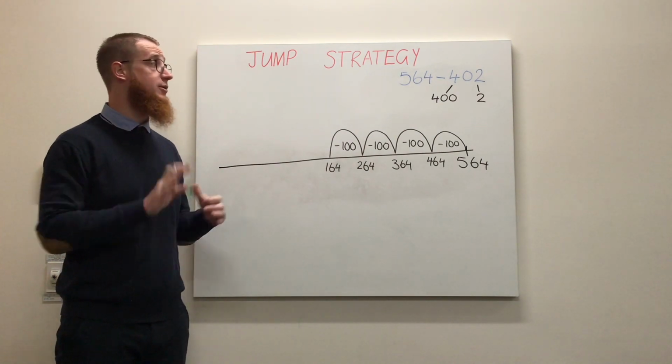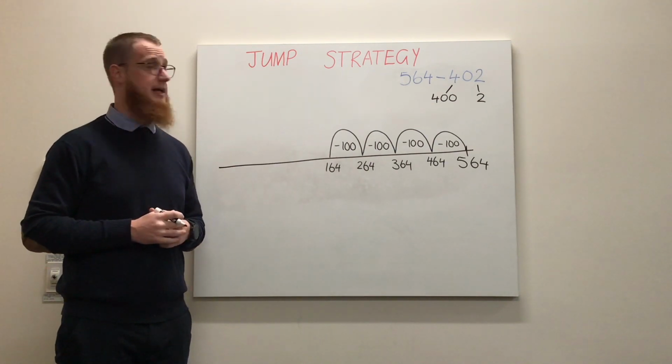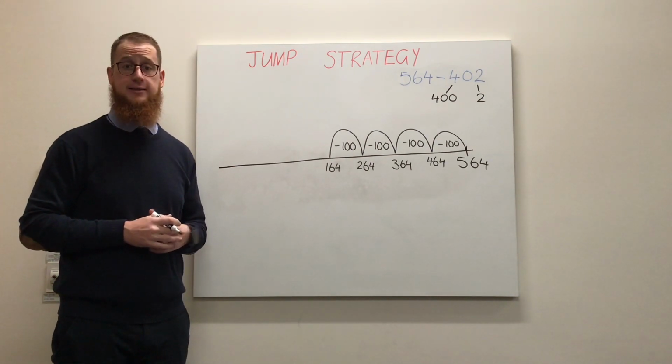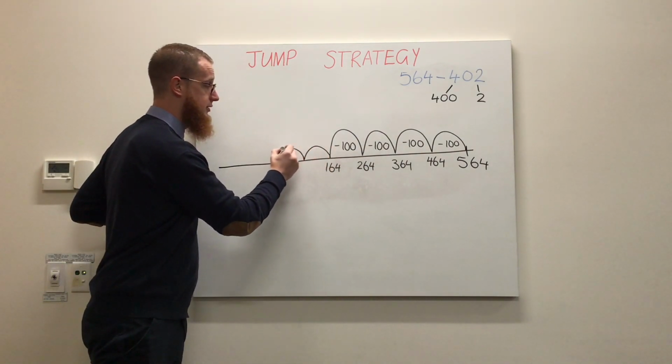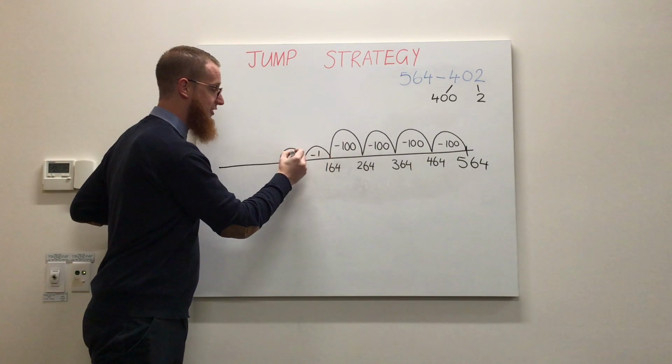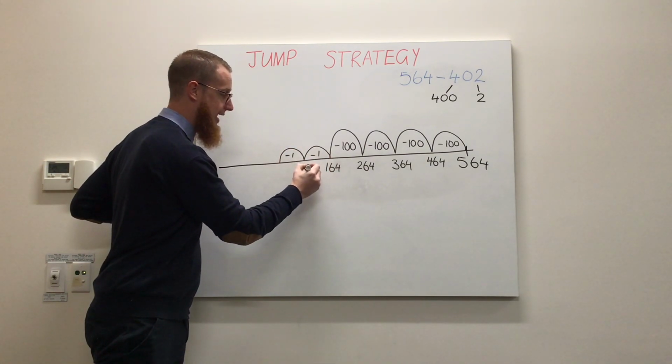In this example, we do not have any 10s, and so we do not need to take away any jumps of 10. So we move straight on to our next smallest place value position, which in this case is our 1s. I need to take away 2 jumps of 1. 1, 2, again showing the value of each jump, again showing where we land after each jump.